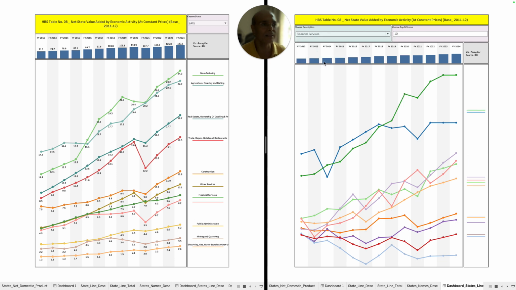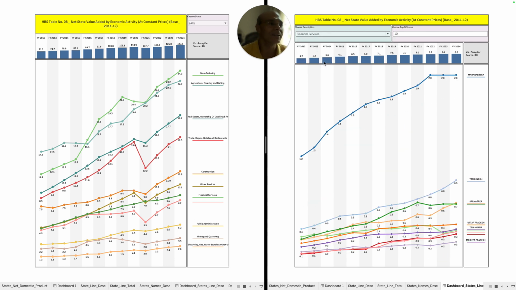Let's look at financial services. Now financial services is very interesting. Look at Maharashtra. This is not flat because for Maharashtra, the numbers for FY23 and FY24 are absent, so I just copied the number of FY22. So you see flat. Ideally this number will go straight line up.